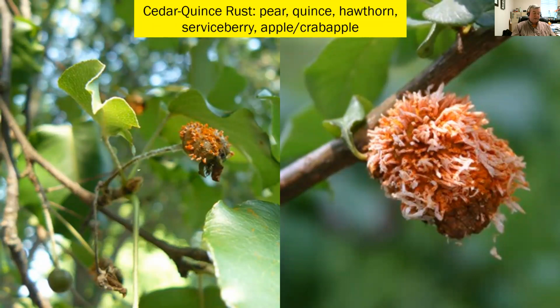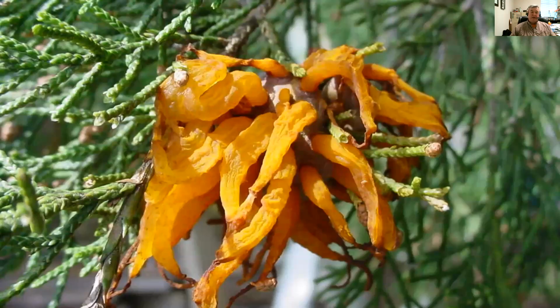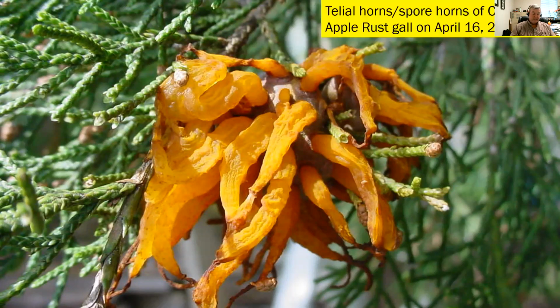Now, both of these diseases require two different host plants, with cedar being the one required by both diseases, and then apple, pear, hawthorn, or quince as a second host. Now, pictured here is a gall on an eastern red cedar tree, and this picture was made in April. And this gall has produced these orange jelly-like tendrils that are called spore horns or telial horns. And these are the structures that release the spores that are then carried by wind.